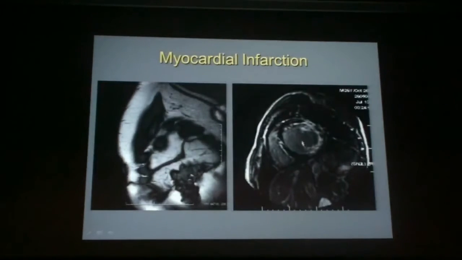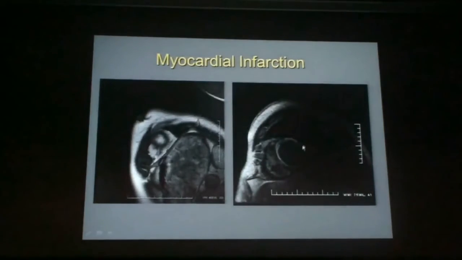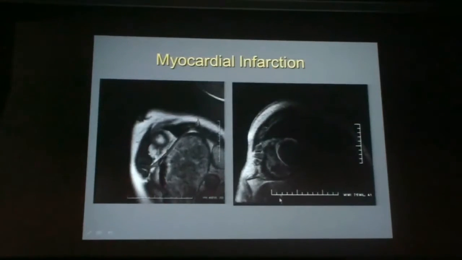Okay, this is another example of enhancement of the lateral wall of your left ventricle, to be differentiated from the normal anterior wall, septal, and inferior wall of the left ventricle. Another example, transmural enhancement of the apex of the left ventricle.